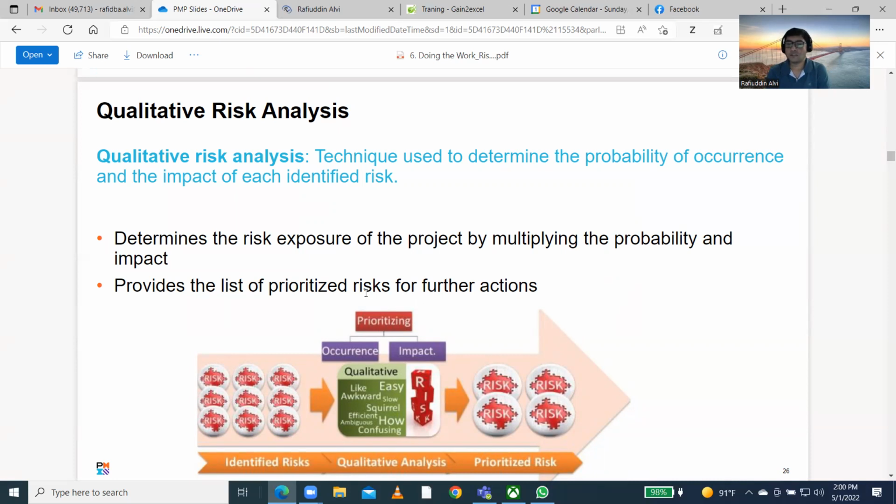It means, what is the priority of this risk? Which risk is more impactful? Which risk needs to be addressed first? So based on the priority, you can arrange it.